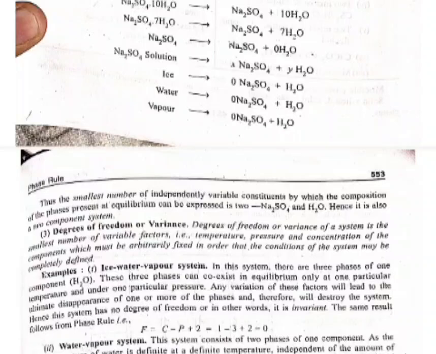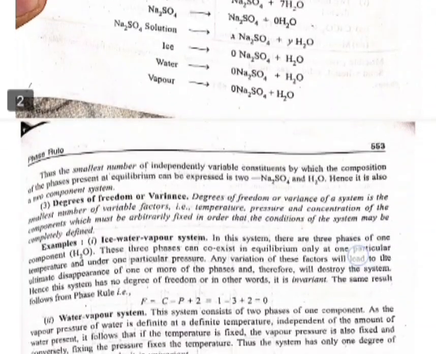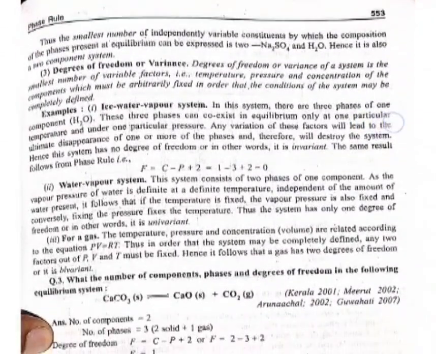For a gas, the temperature, pressure, and volume are related according to the equation PV = RT. Thus, in order that the system may be completely defined, any two factors out of P, V, and T must be fixed. Hence it follows that a gas has two degrees of freedom.